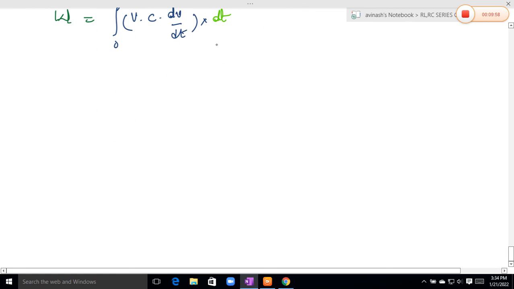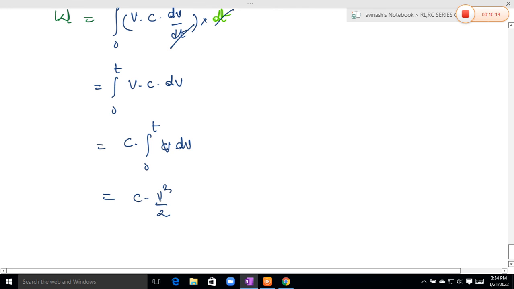If you simplify this, what do we get here? This dt and this dt get cancelled. Integral 0 to t of V into C into just dV. Then C is a constant. Integration from 0 to t of V into dV gives C into V square upon 2. We remove the initial conditions across the capacitor, considering them as 0, no initial charge across the capacitor. For that reason V of 0 is 0, so you get only V of t.